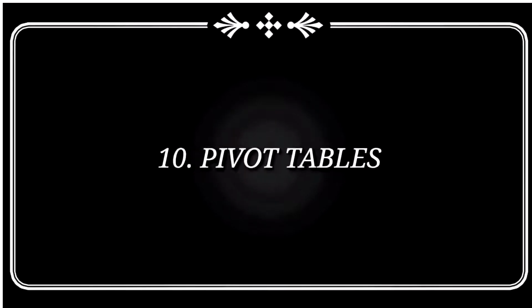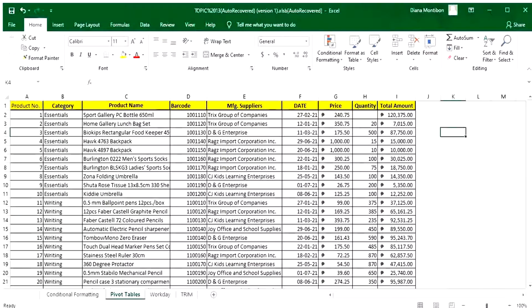Number 10. Pivot tables. A pivot table allows you to extract the significance from a large detailed data set. The data set consists of 50 records and 8 columns. To insert the pivot table, click a single cell inside the data set. On the Insert tab, in the Tables group, click Pivot Table.